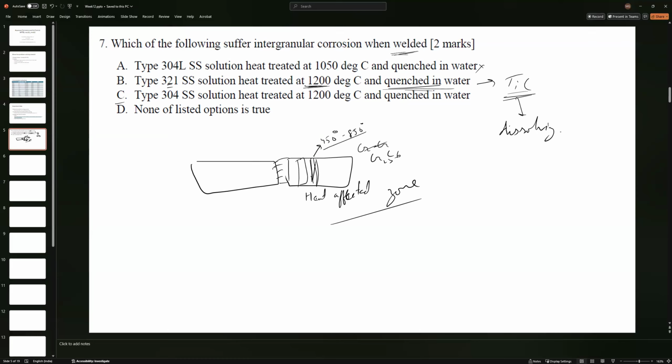This zone may go up to 1000 degrees Celsius. So basically, when we are using a stabilized SS, then there should not be any IGC. There can be knife line attack, but how can IGC occur when the SS is stabilized? But since you're doing this treatment, you're destroying the stabilization, right? That's what was happening in the IGC.